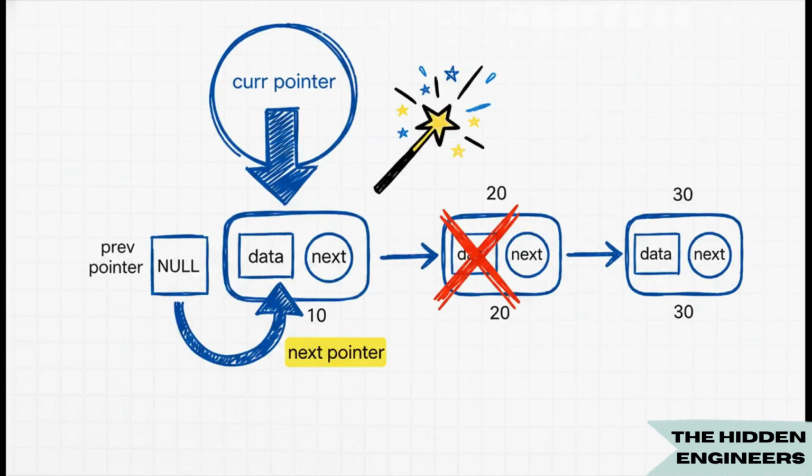And here it is, step 2. This is the actual reversal. We take our cur node, which is 10, and we tell its next pointer to point to whatever prev is pointing at. Right now, that's null. And bam, just like that, the first link is reversed. Node 10 is now officially the new end of our reversed list.